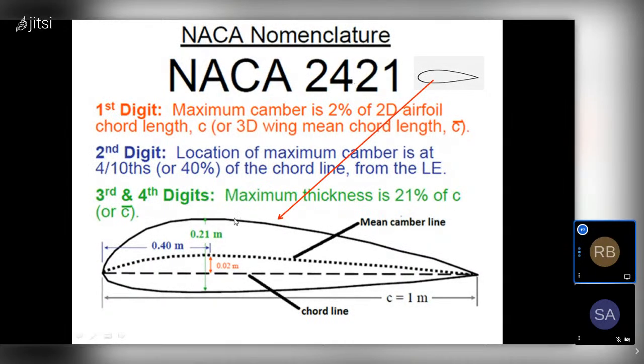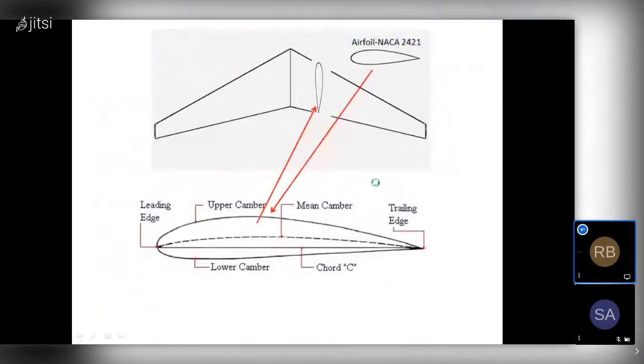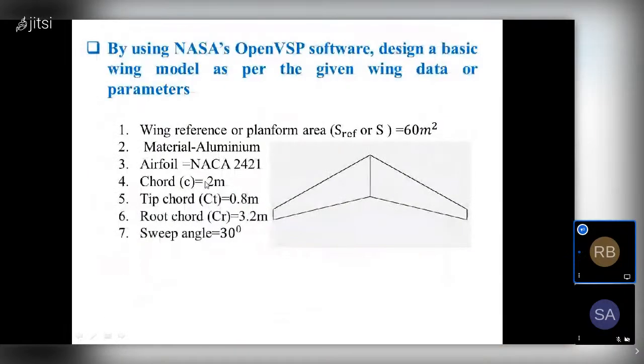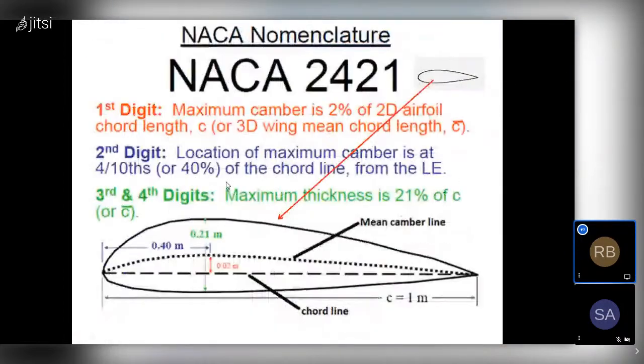So according to our given data, the camber thickness is 0.02 meter, 2%. Okay, 2% in the sense of 0.02 meter, that is for a 1 meter chord length. But in our case the chord length is 2 meter, which means that will be double of that. So we will use all this data to design our basic wing model.